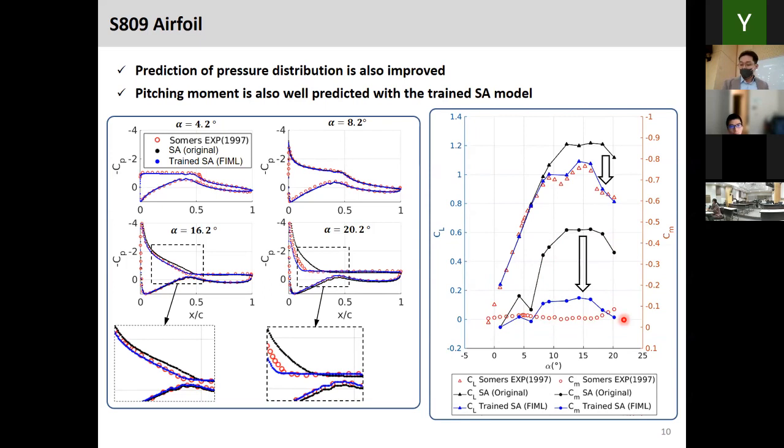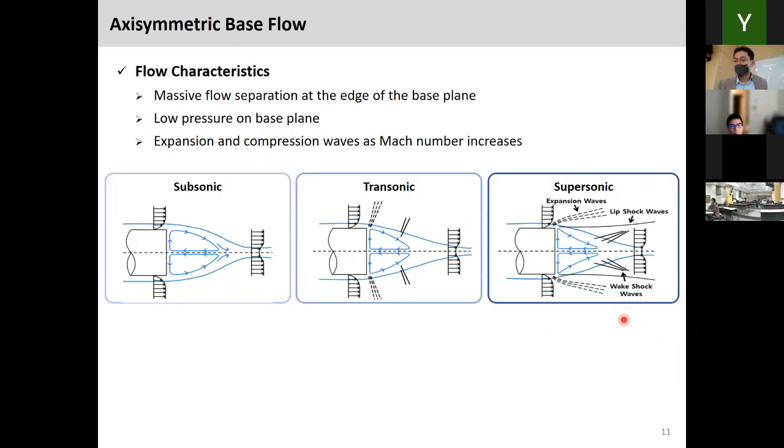Then after we have done this kind of validation effort, to learn this FIML, field inversion machine learning, technique in this tutorial case, we would like to apply it to a new, different geometry. So this is the axisymmetric base flow that we are interested in at this moment. And here, this is a schematic diagram.